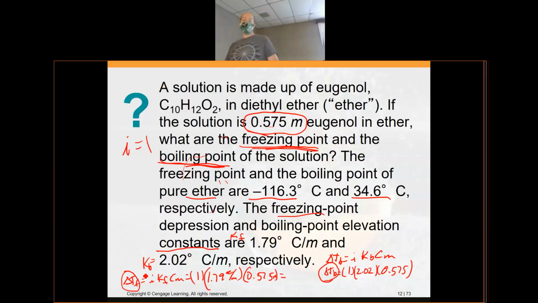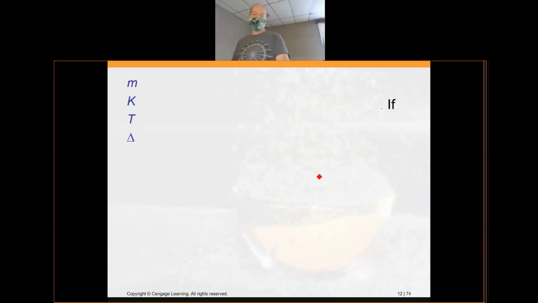Once you get your freezing point depression, you have to know that you take this freezing point and it goes down by this amount, which is going to be about 1. So instead of freezing at minus 116, it's going to freeze at minus 117. You have to know that the boiling point, which again is going to go up about 1, so this is a boiling point elevation, it is not going to be boiling at 34.6, it's going to be boiling at 35.6. All right, so you have to make sure you're answering the question.